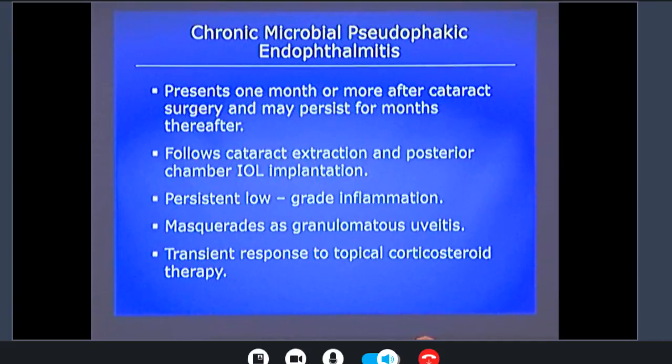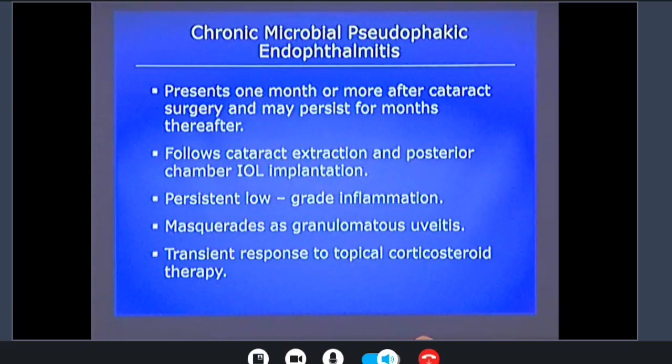So what is typical for chronic endophthalmitis after cataract surgery? It presents 1 month or more after cataract surgery and may present for months thereafter. Then you have to suspect it. It follows extracapsular cataract extraction with posterior chamber intraocular lens.